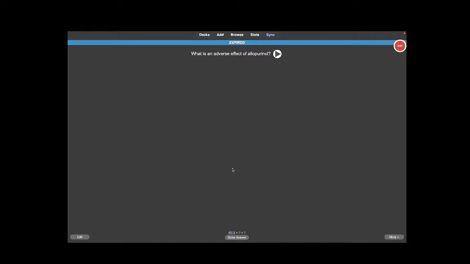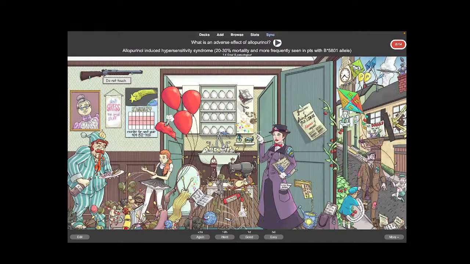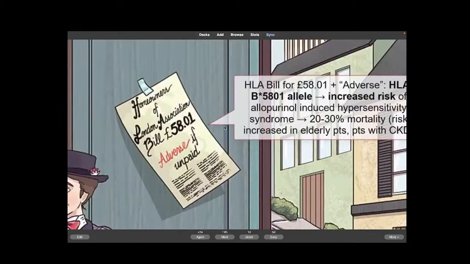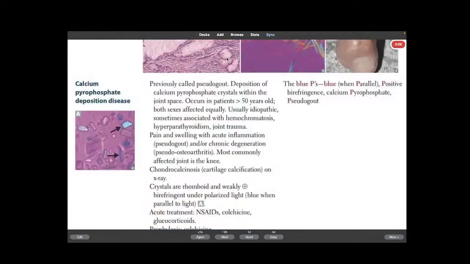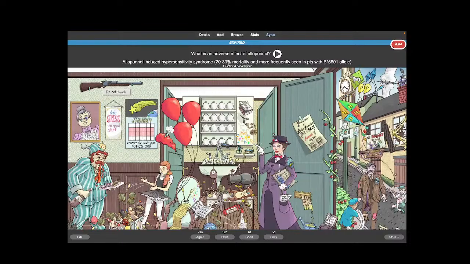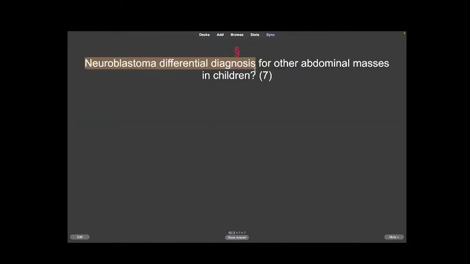What is an adverse effect of allopurinol? Really, it causes hypersensitivity. Where's that? That's actually 13. Well, you don't have it. Kind of weird, huh? Very weird. HLA-B*5801 mutation. Okay. Brenner syndrome. 30% mortality, more frequently seen in patients with the HLA-B*5801 allele. Kind of weird.